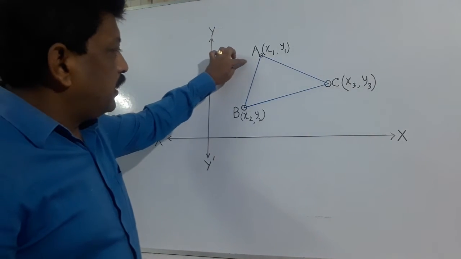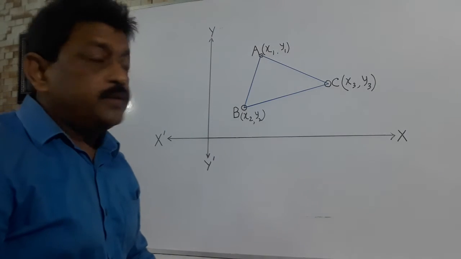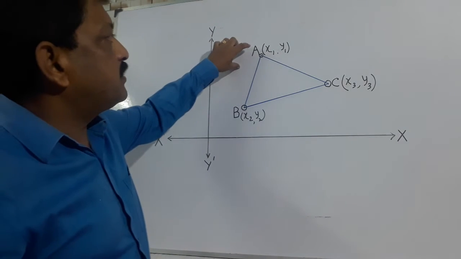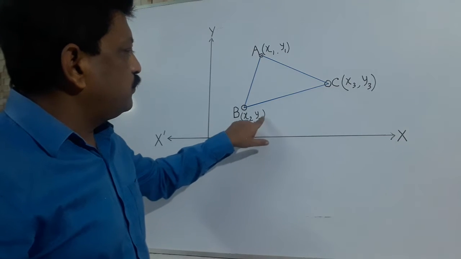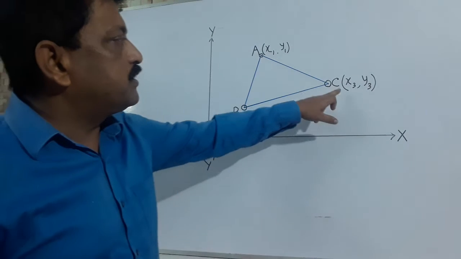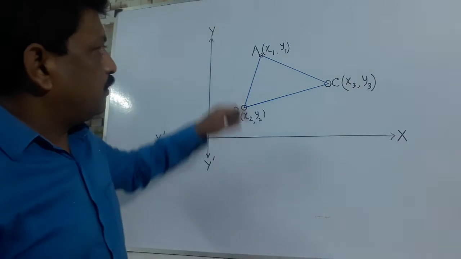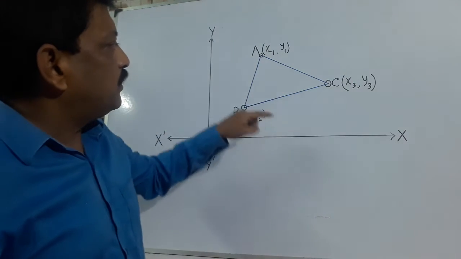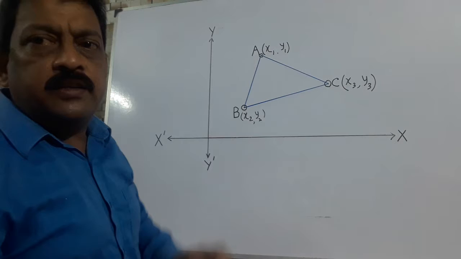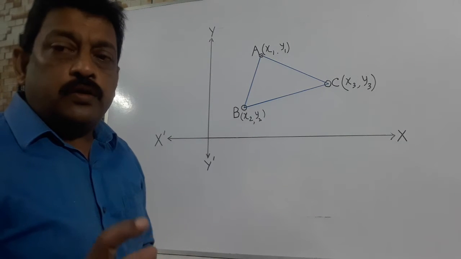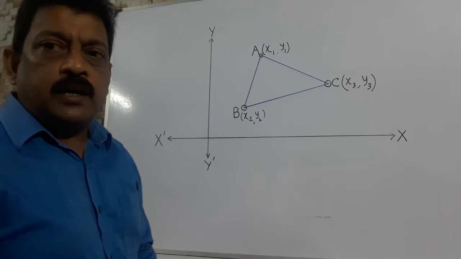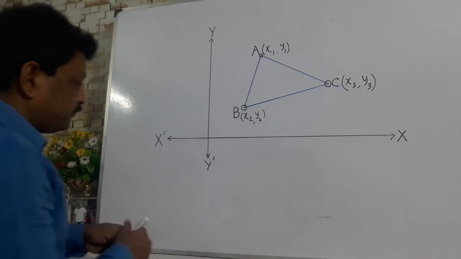Suppose A, B and C are 3 points whose coordinates are given as x1, y1, coordinate of B is given as x2, y2 and coordinate of C is given as x3, y3. By joining A, B and C, we can see that a triangle is formed. We have to find the area of that triangle. So there is a formula to find the area. I am showing you the formula.